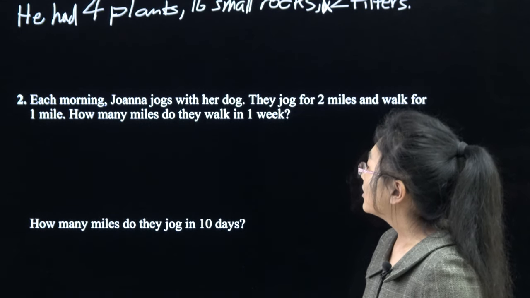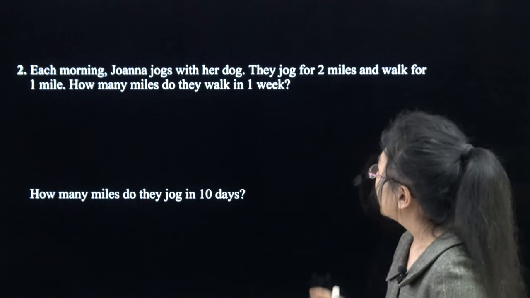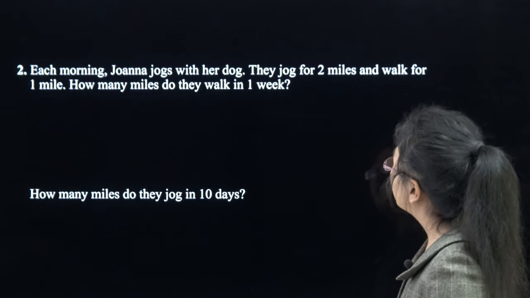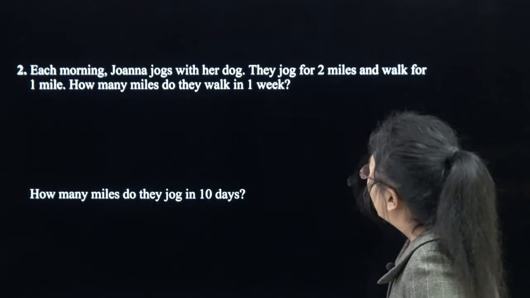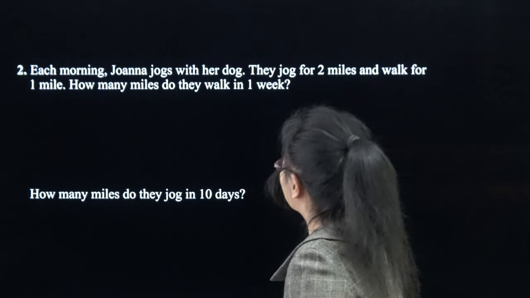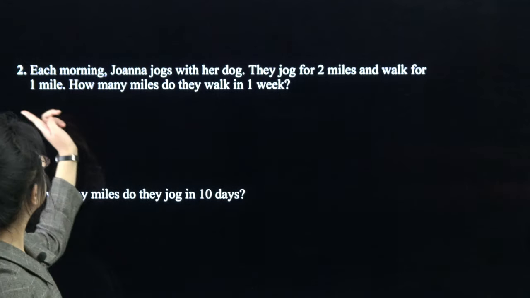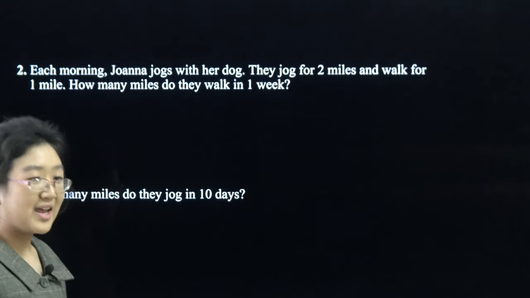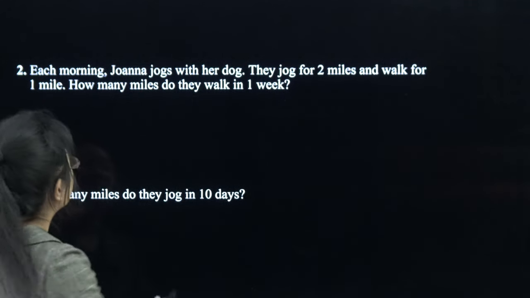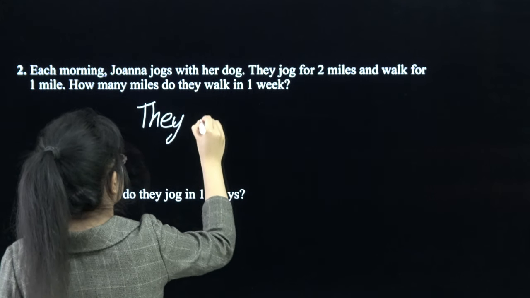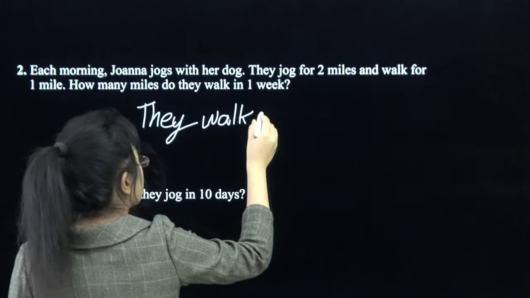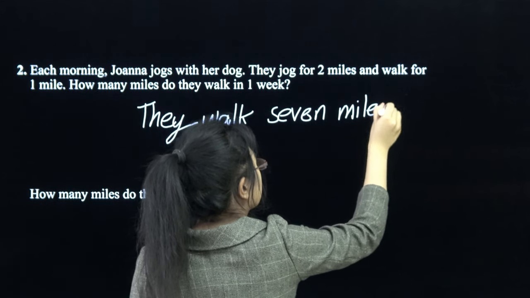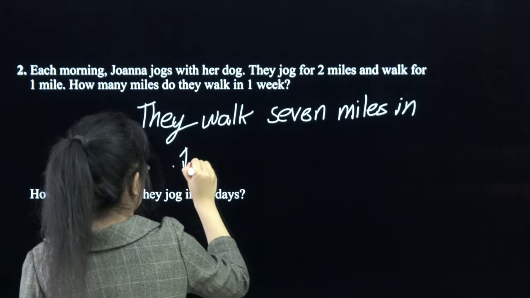Each morning, Joanna jogs with her dog. They jog for 2 miles and walk for 1 mile. How many miles do they walk in a week? So I'm assuming that they don't count the 2 miles. So since they walk for 1 mile each morning, and there's one morning every day, and there's 7 days in a week, so 1 times 7 would be 7. They walk 7 miles in 1 week.